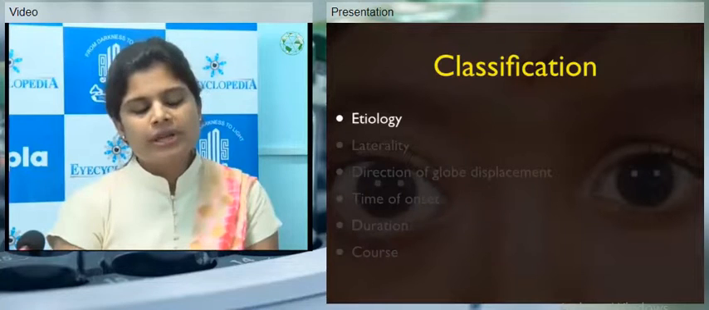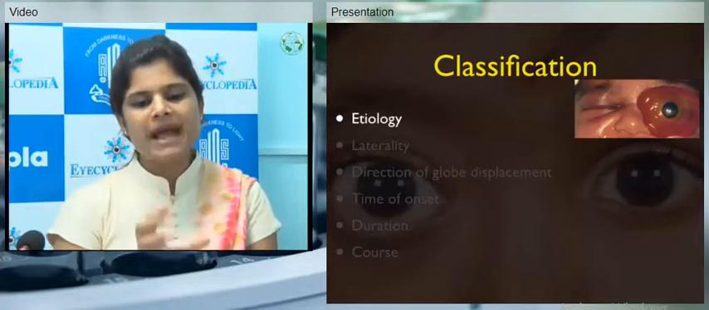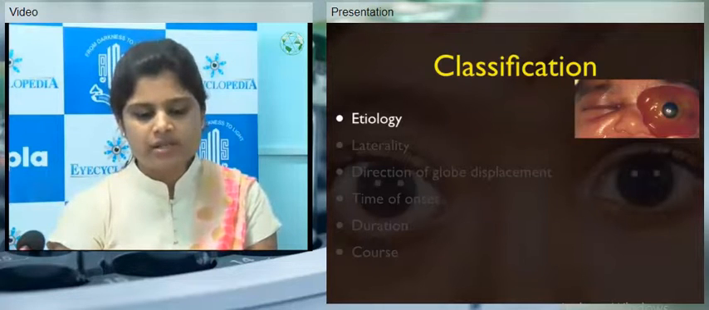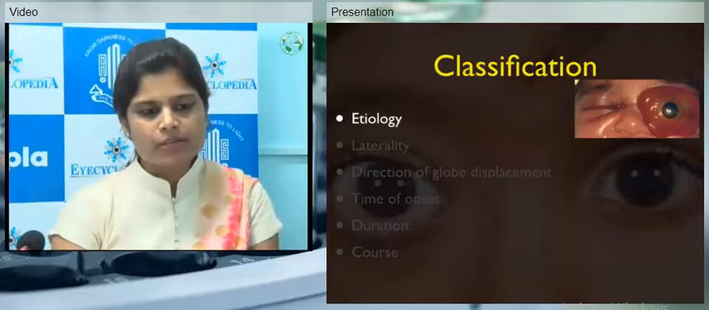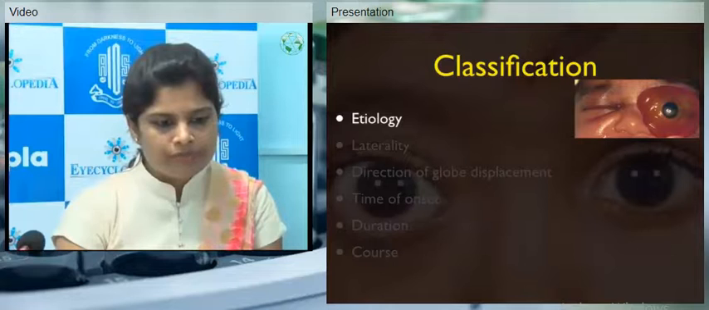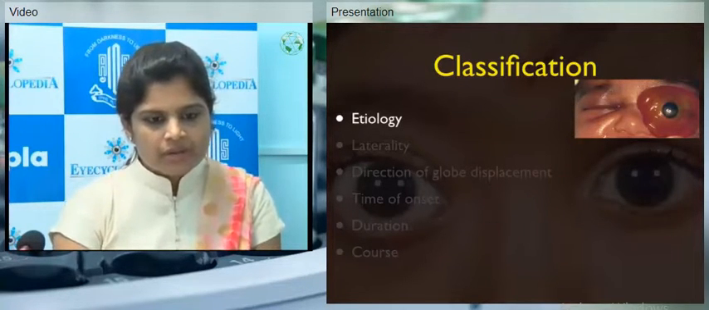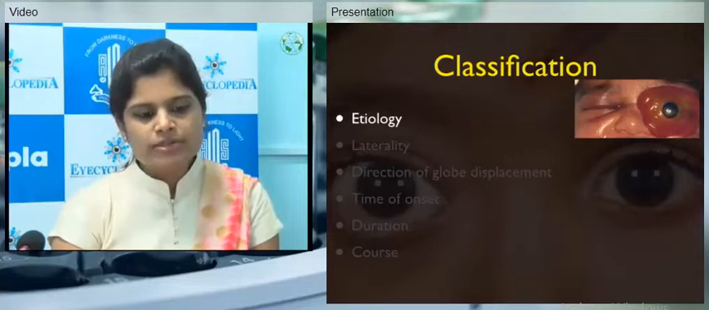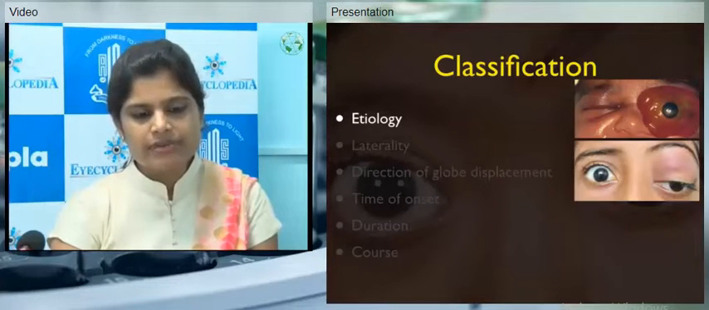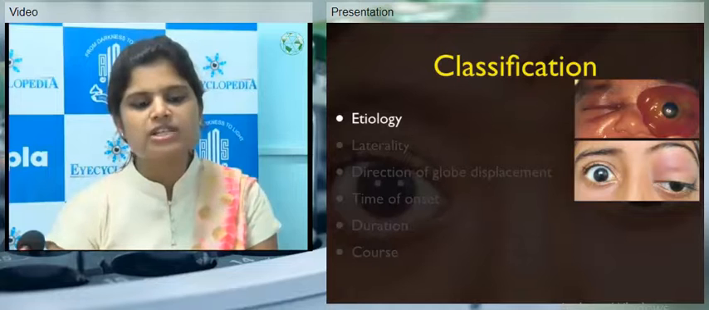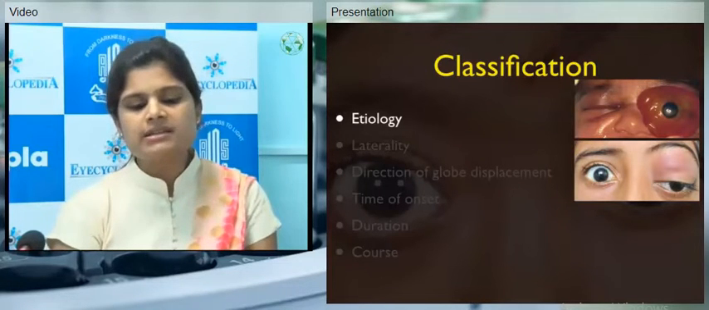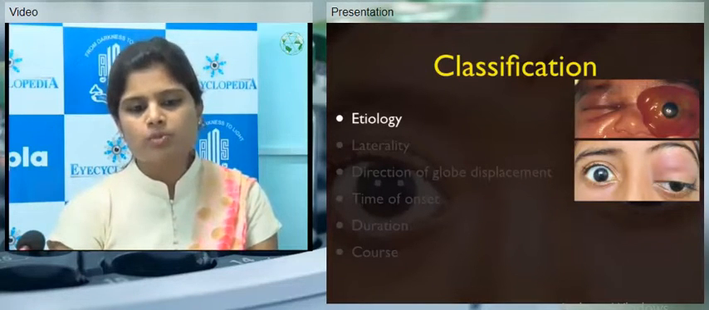So etiology, I think it is always nice to put them as whether it is congenital or whether it is because of... So the first picture that you see, I'll just get all the pictures on the screen first. The first picture that you see is congenital proptosis. That is, the child is born with proptosis.